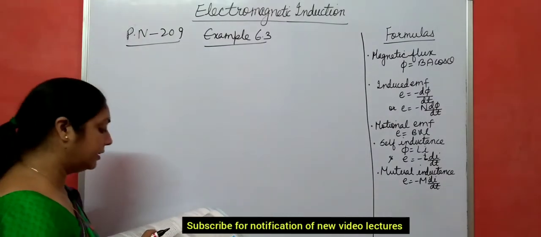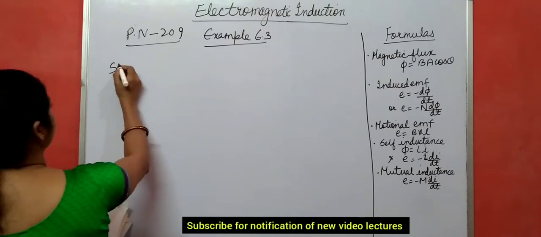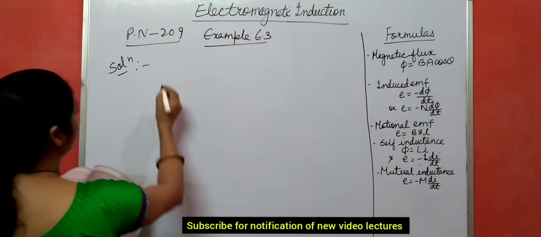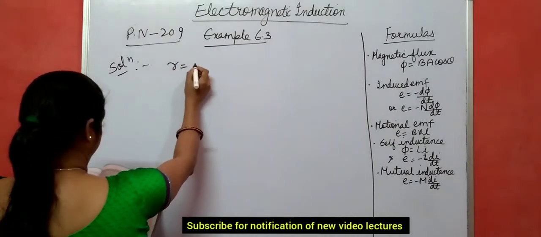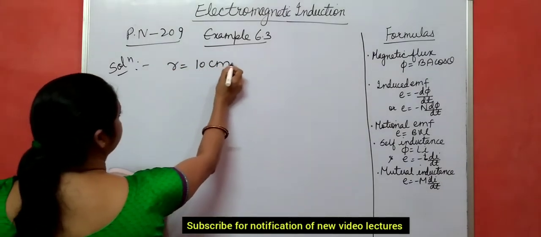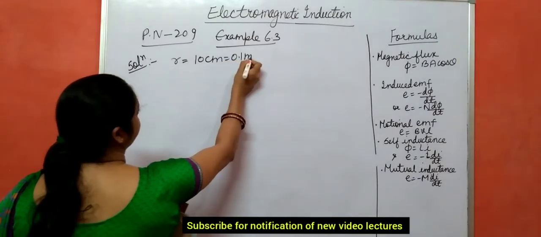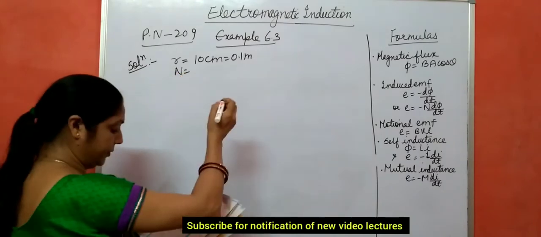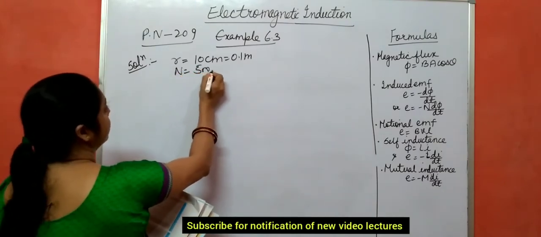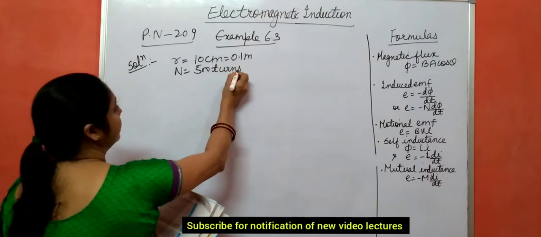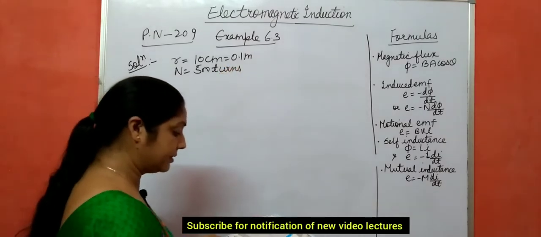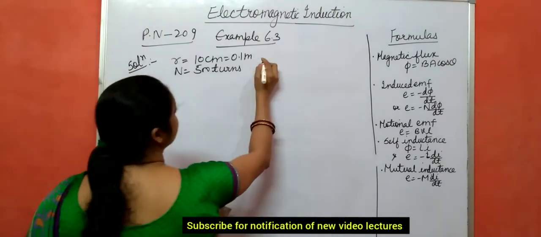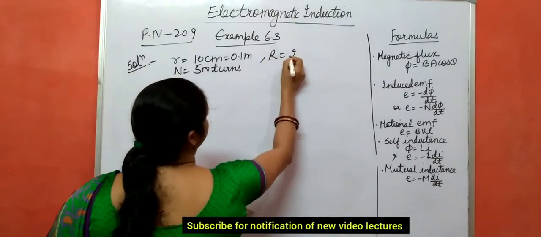So what are the different things given in the question? First is the radius of the coil. Radius is given as 10 centimeter, which means 0.1 meter. Then the number of turns is given, n equal to 500 turns. You have to write all the given things first, then it becomes easy to solve the numericals. And the resistance of the coil is given as 2 ohm.